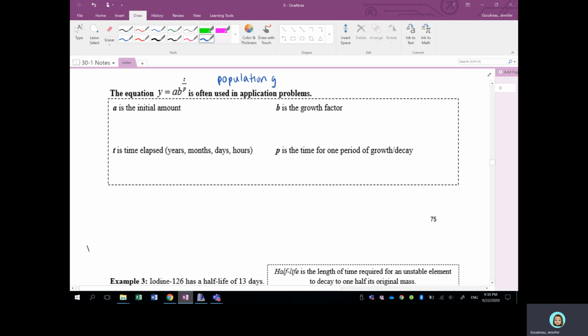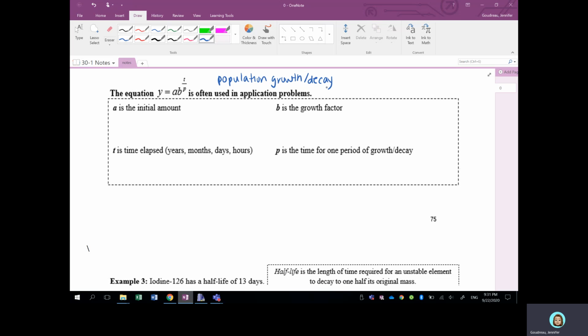population growth and decay. And population growth can be like the population of a city or a town or a country, either growing or decaying. But population growth could also be something like bacteria or a certain substance that is growing or decaying exponentially.